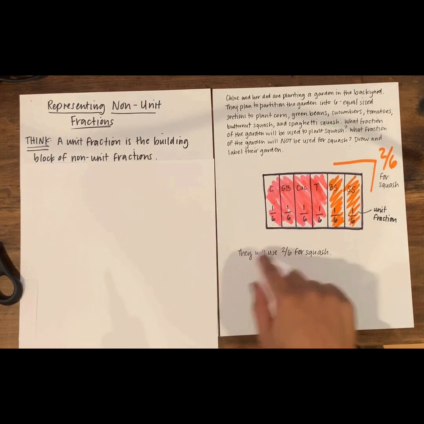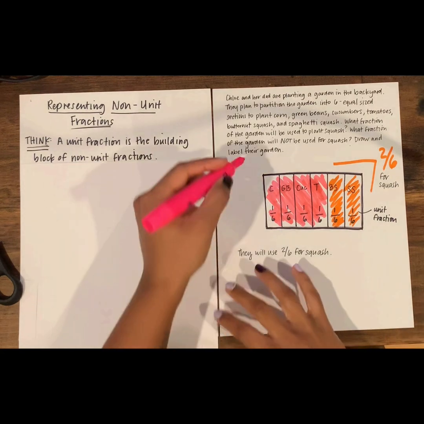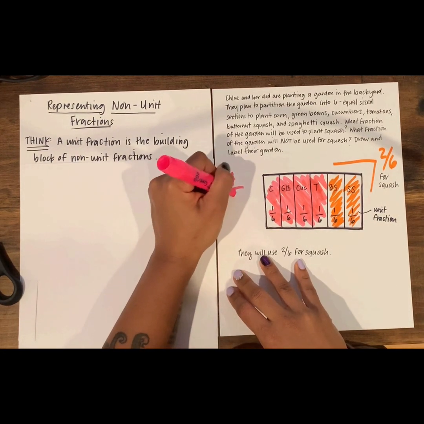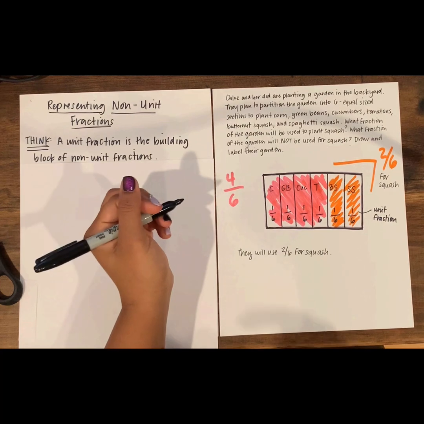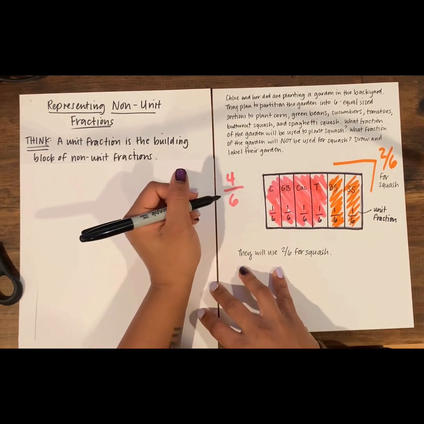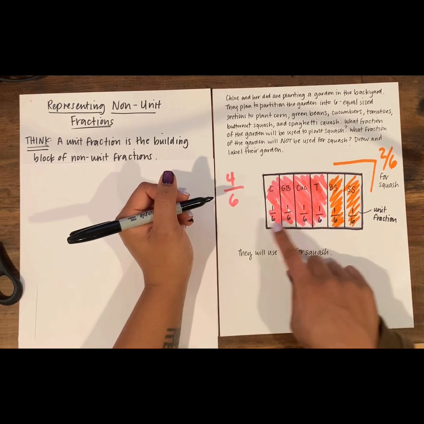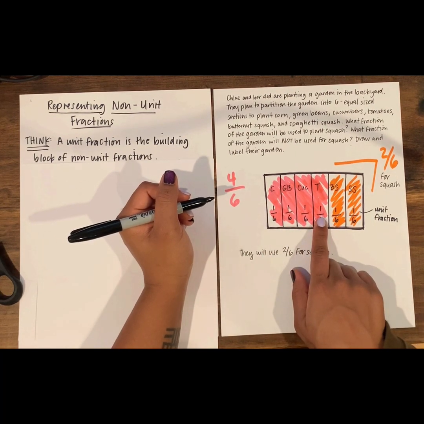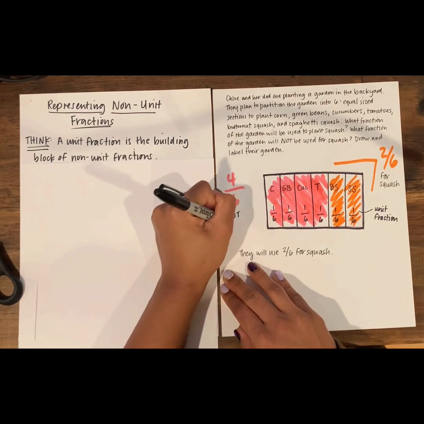So remind me, what fraction represents the amount not used to plant squash? Yes, 4/6. How do you know? I heard you say that you know because each part is 1/6, and there are 4 parts or copies that don't have squash, so that's 4/6.